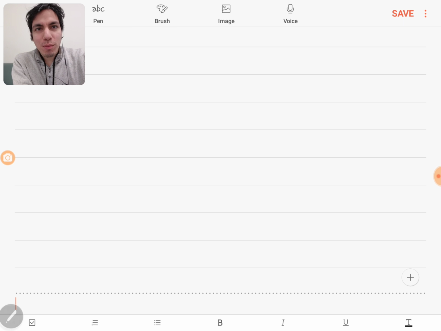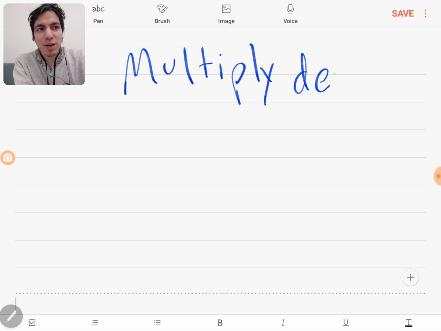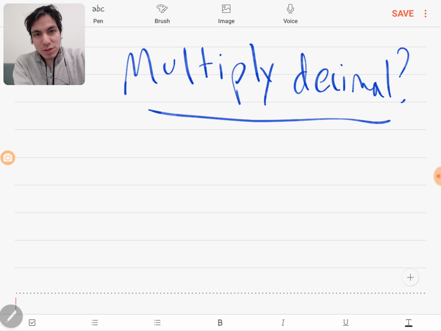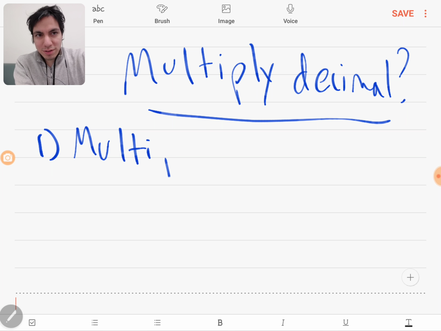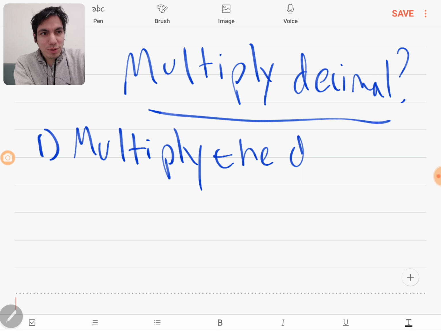So how do we multiply decimals? How do we do that? That's the question. To do that, the steps are as written here in my notes. You have to multiply the decimals.